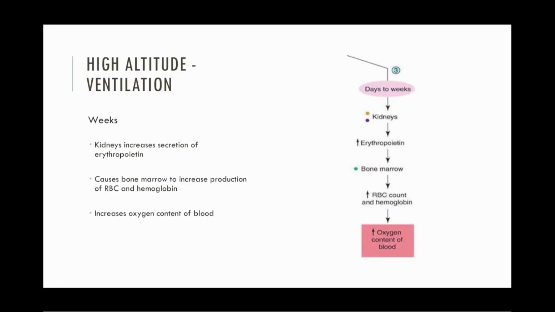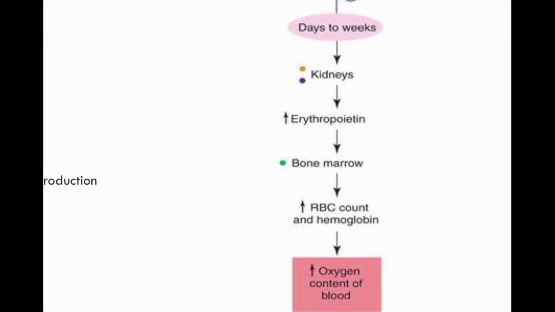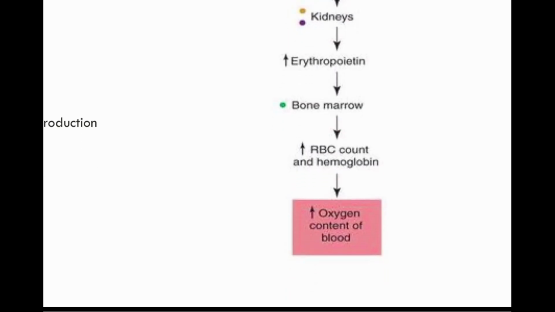The last thing that happens, after a few weeks, is the kidneys kick in with the erythropoietin. It takes a few weeks for this to occur. It doesn't happen immediately, but after days to weeks, the kidney is going to sense the O2 drop. Increased erythropoietin goes to the bone marrow to start increasing your red blood cell count. And therefore, finally, you're able to increase the oxygen content of the blood.